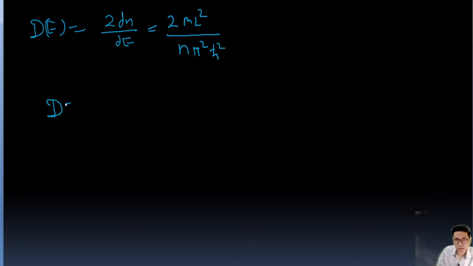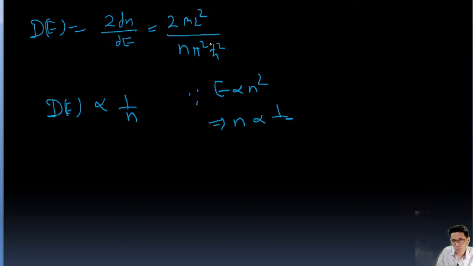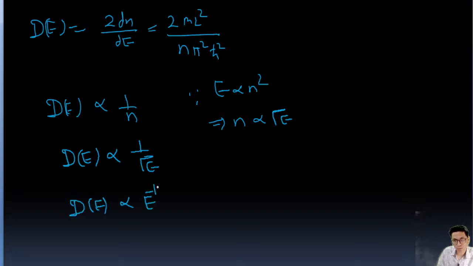So from here the density of state is going to be proportional to 1 upon n. Since we know E is proportional to n², this implies n is proportional to root E. It means g(E) is going to be proportional to 1 upon root E, or g(E) is proportional to E to the power minus half. Very important, this one.